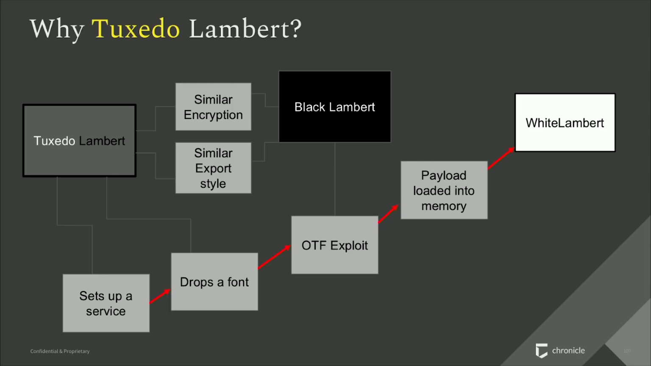And if you remember that ODTTF exploit that Black Lambert was discovered with, what Tuxedo Lambert does is it sets up a service, it drops its own font, which is not vulnerable when you first see it. It alters the font into a vulnerable state. It exploits what at the time were 2 0-days in the Windows kernel in order to load something directly into kernel memory. And when you look at what that is, it was White Lambert.